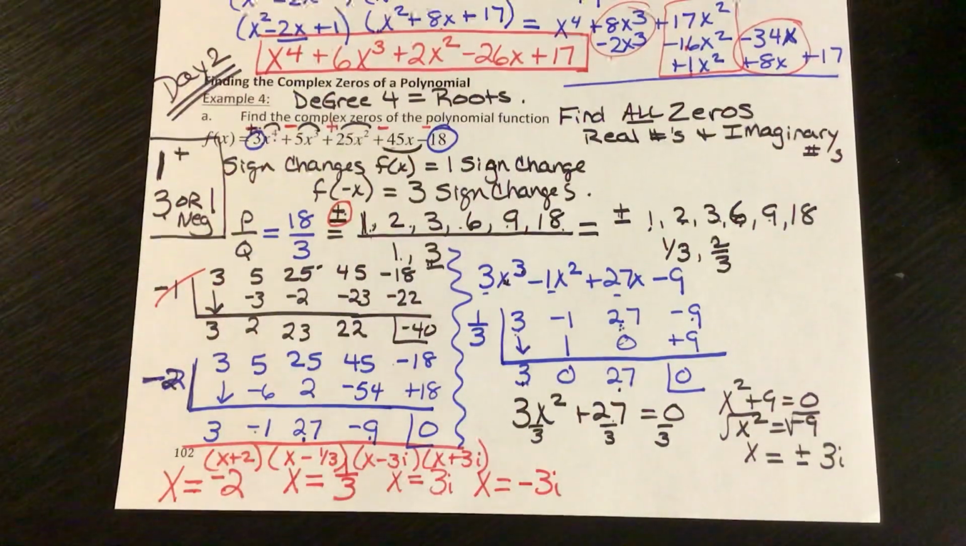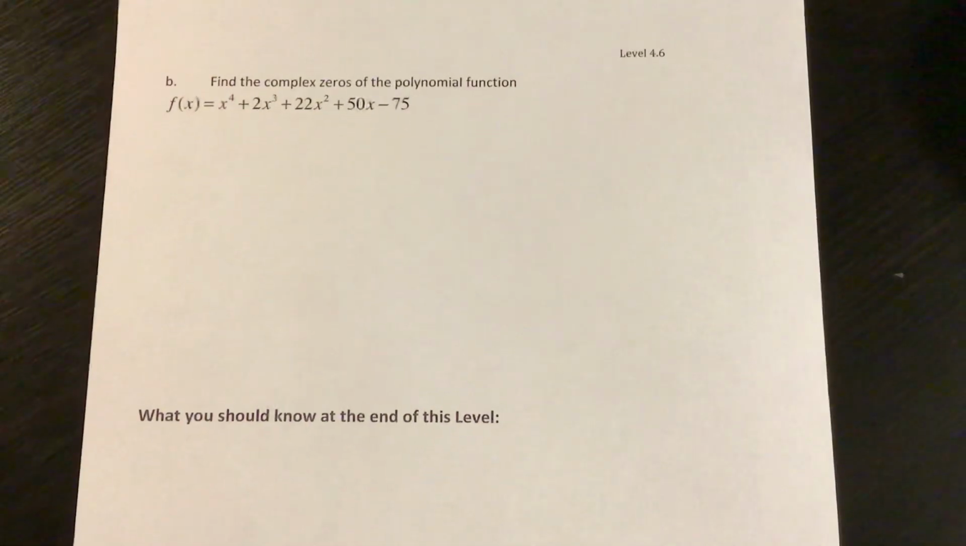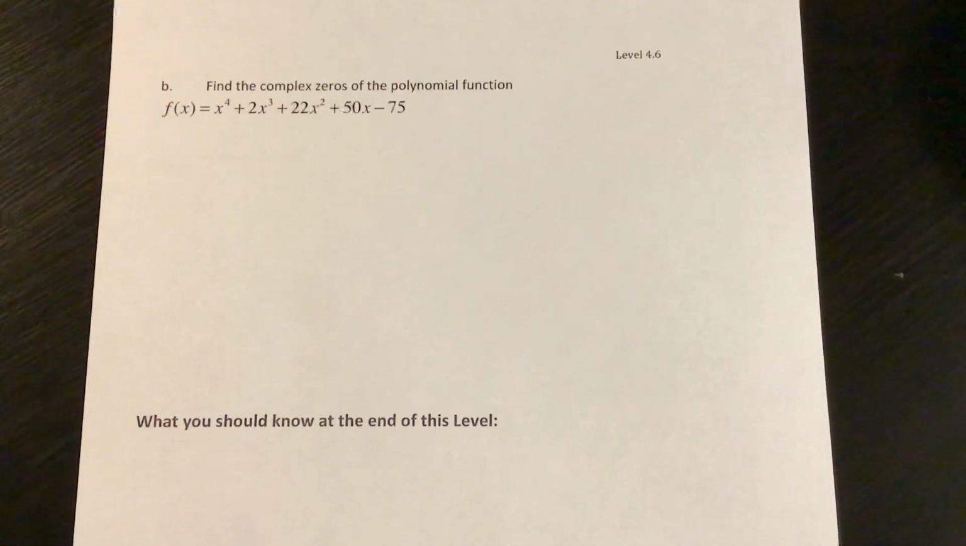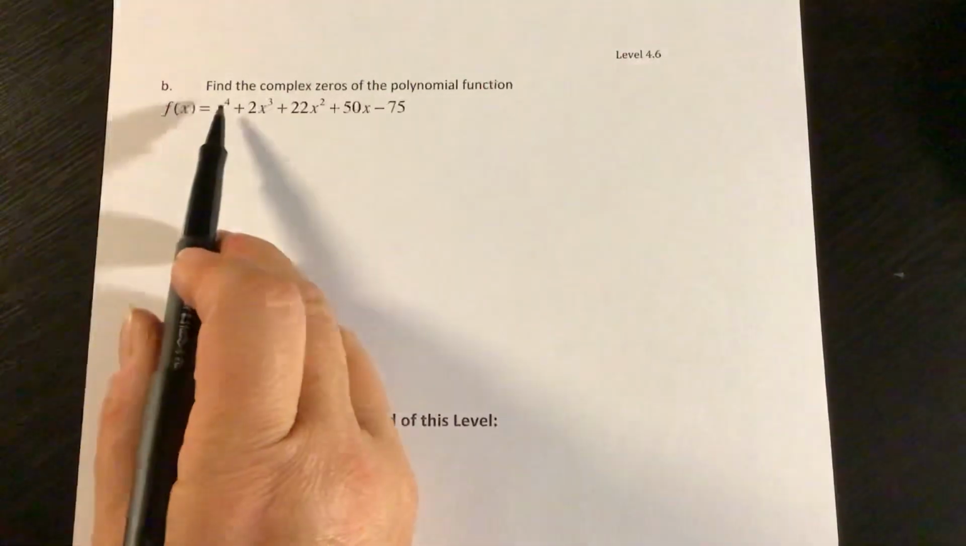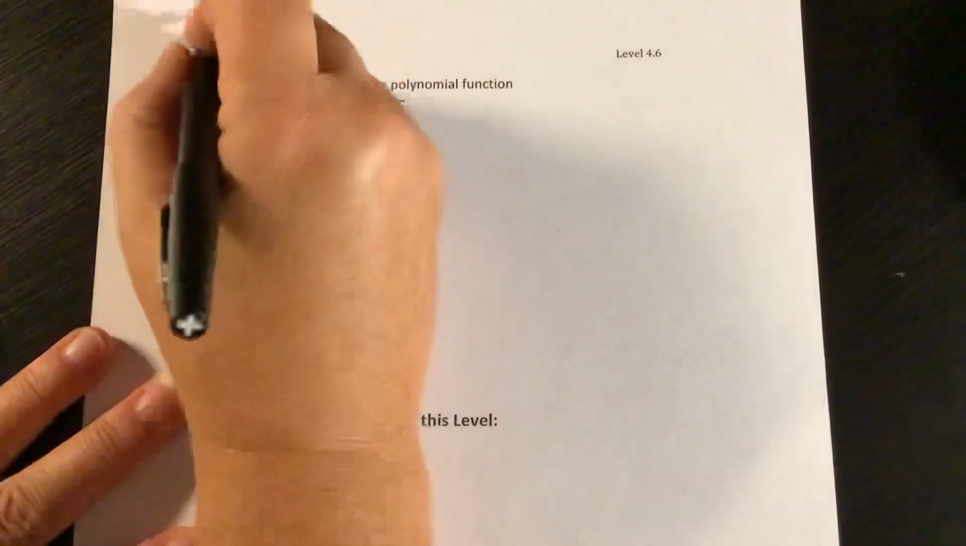All right. So let's do one more example. So here I'm looking for the complex zeros of the polynomial function. So I am going to have 4 roots because my degree is 4.